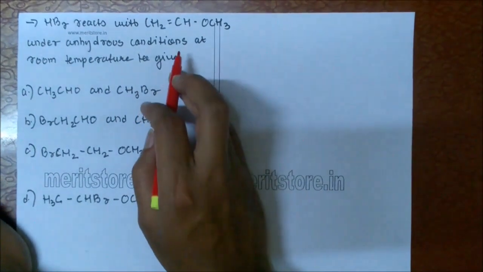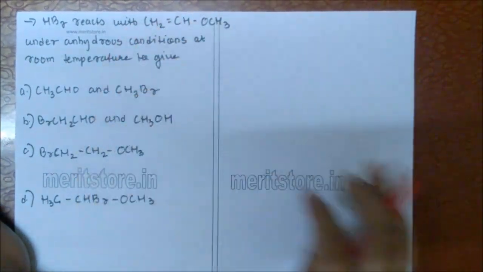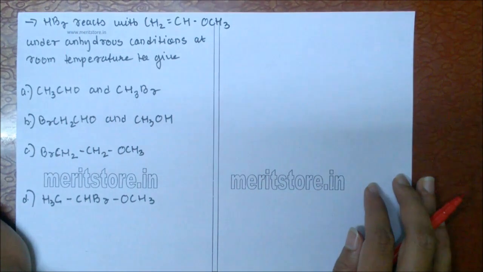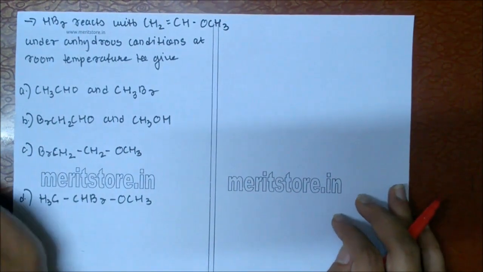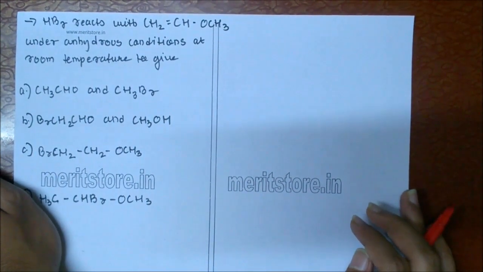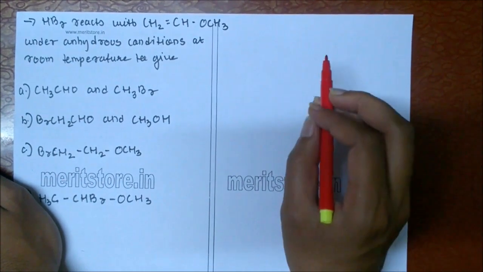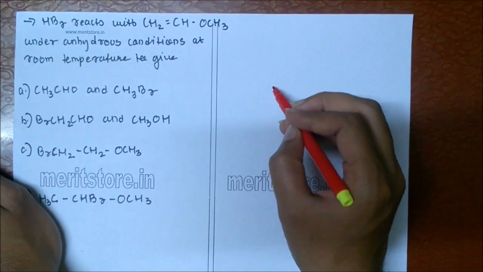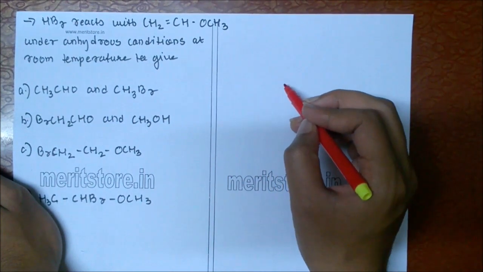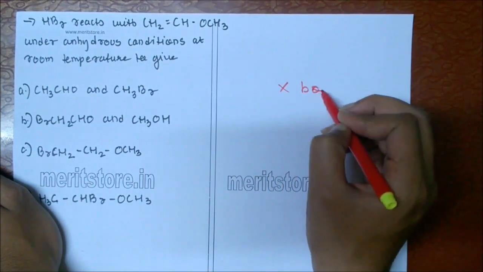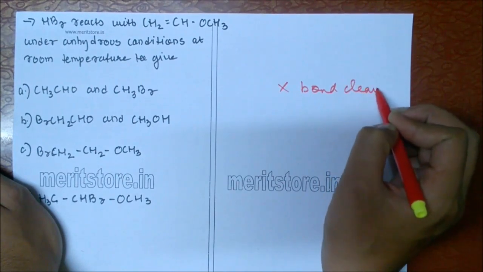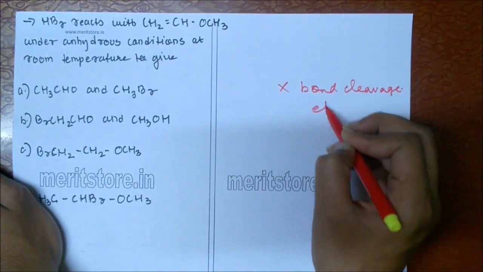HBr reacts with this compound under anhydrous conditions at room temperature to give... Since the reaction takes place under anhydrous conditions, there is no question of bond cleavage around the ether oxygen.